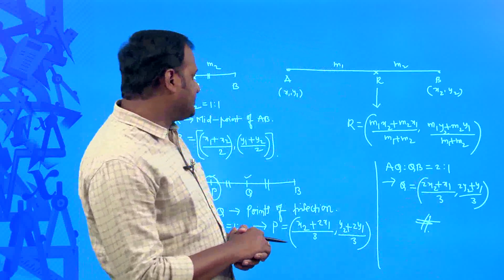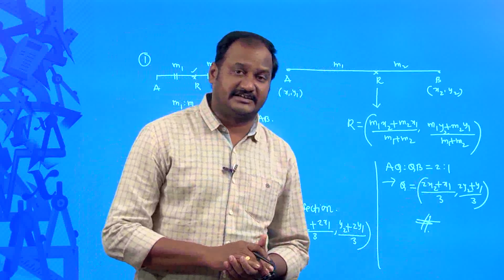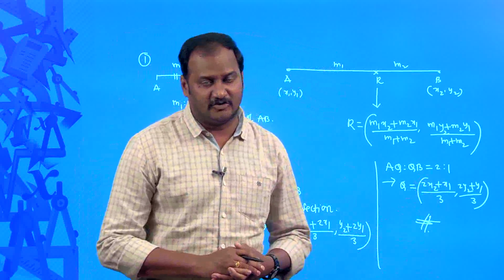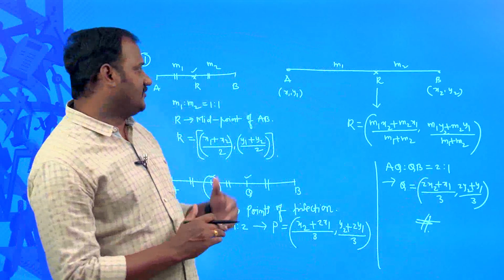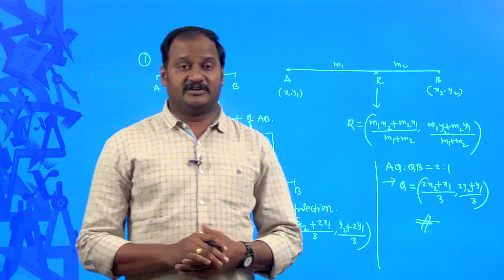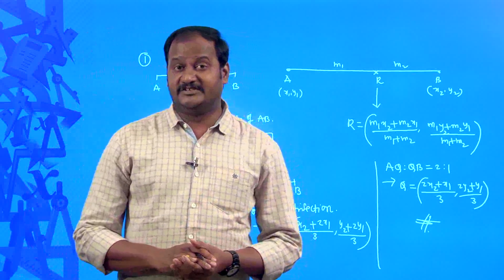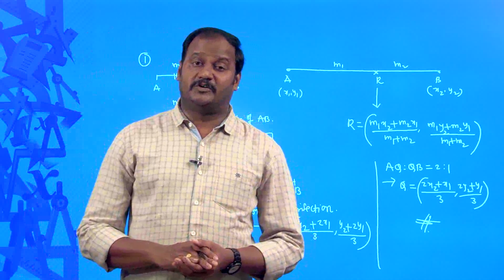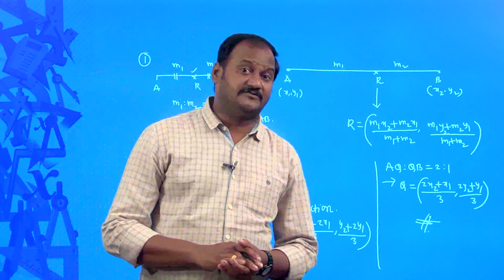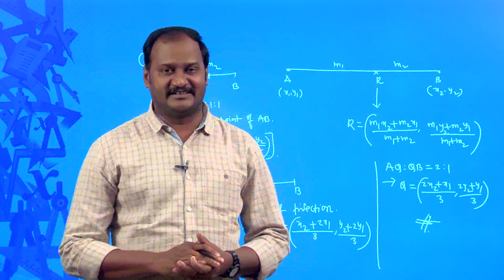These two are very much important applications of section or division formula. Hope you understand what is division formula and what is the formula for the midpoint and what are the formula for internal division, and when 2 points are said to be points of trisection. Hope you understand. Thank you.